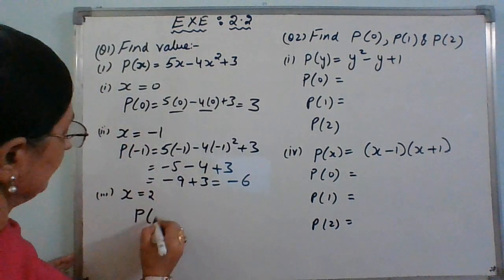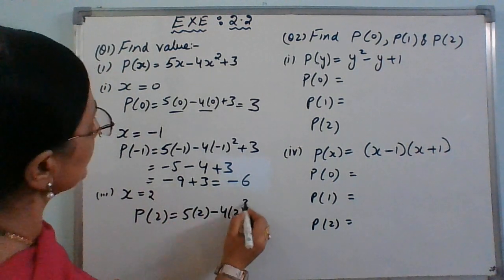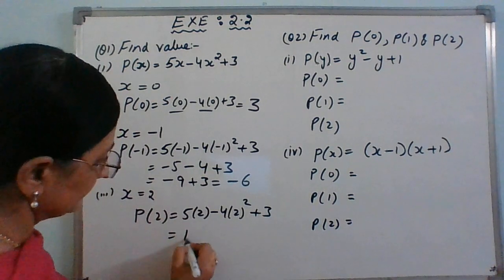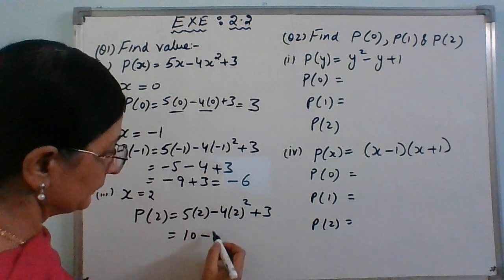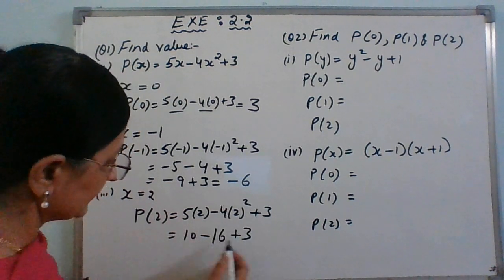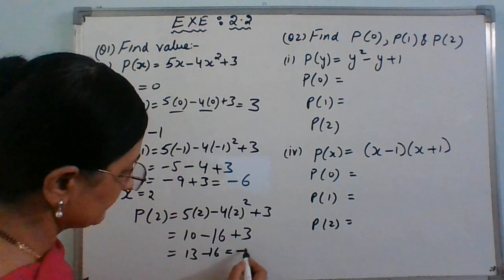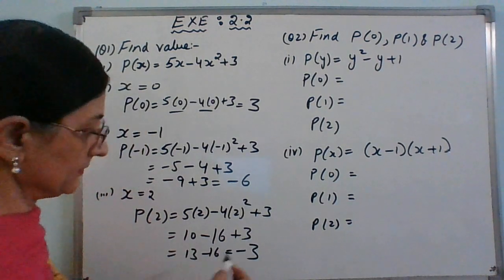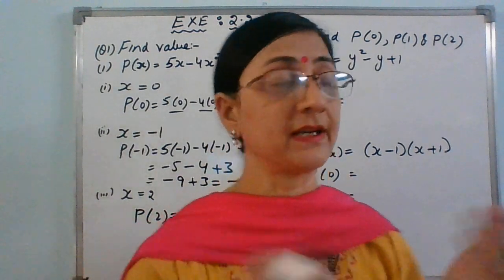Now let us find p of 2. That will be 5 into 2, minus 4 into 2 squared, plus 3. It's very simple. 5 2s are 10. Here 2 2s are 4. First you square that 2. 2 2s are 4 and 4 4s are 16, right? The positive numbers are added: 10 plus 3 is 13, minus 16. Here it becomes minus 3 because 16 is greater, so you have to write the minus sign. Very simple. You just have to substitute the value and find out the answer.